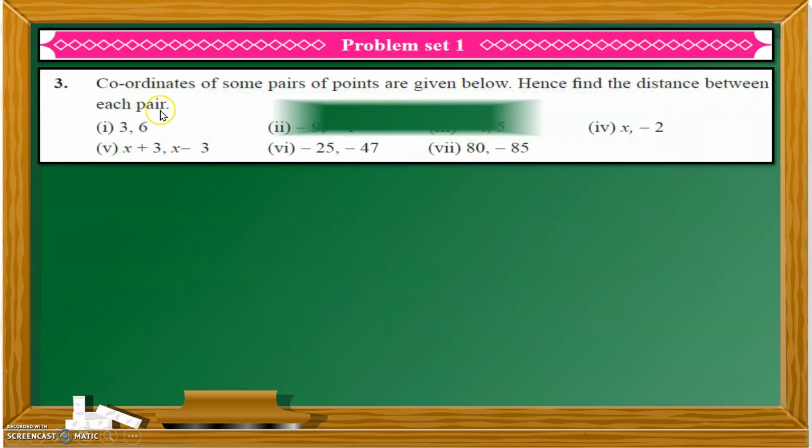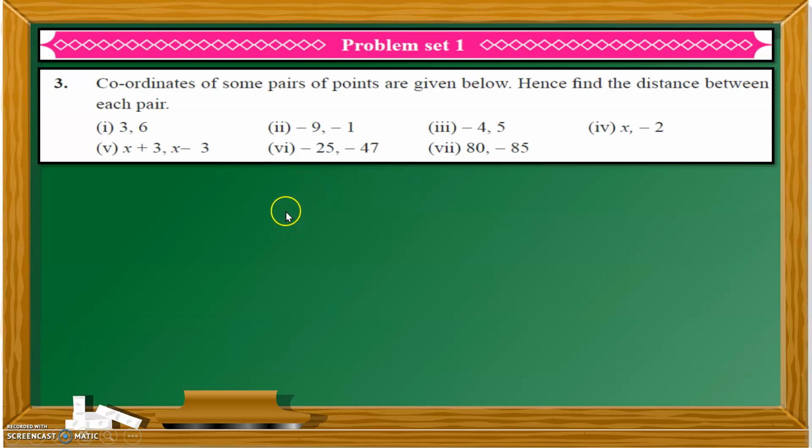Now we go to question number 3. This type of questions we have solved earlier, that is, coordinates of some pair of points are given below, find the distance between each pair. In this I am going to solve the fourth and the fifth question for you. The rest you will be doing yourself, as we have solved this in the earlier practice set. So we start with x and minus 2.